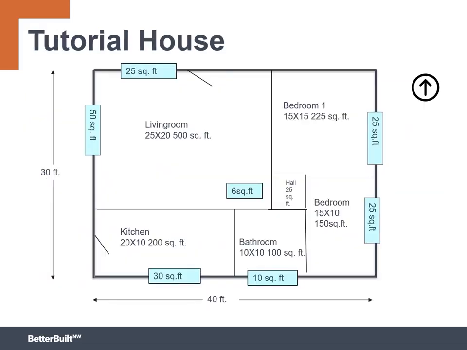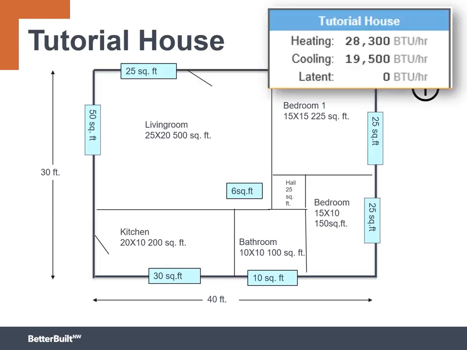Okay, so if you recall from previous presentations, we used this tutorial house, a very simple basic house, entered the building, changed the options and overrides, and we ended up calculating what the design load of this house was. And for heating it was 28,300 BTUs per hour, and for cooling it was 19,500 BTUs per hour. Next, we're going to have Bruce talk to us a little bit about how we enter the system design and describe the system for this house.